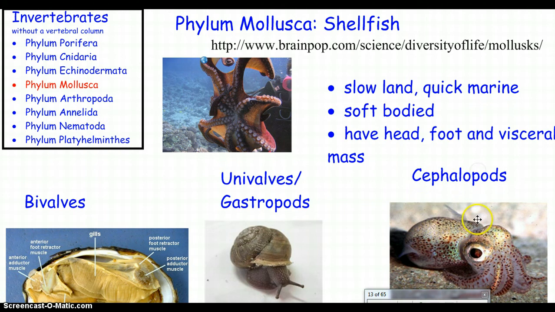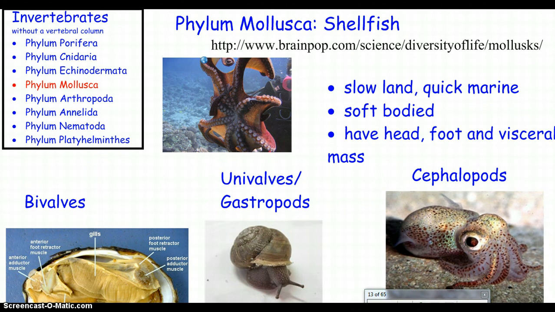Cephala means head and pod means foot, so these are the head-footed animals like the squid and the octopus. So they tend to be slow on land but very quick in the water. They have soft bodies, so while they may have a shell portion to them, their bodies are actually very soft. They have a head, foot, and visceral mass, so they have 3 parts to their bodies: the head, the foot, and the visceral mass. So in this animal here, the foot is like what it slides on. So just know that they're soft and that they can either have 2 shells, 1 shell, or they're head-footed.